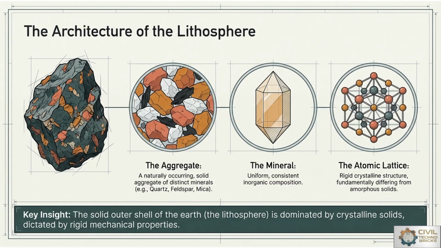From the architecture and lithosphere point of view, we see the solid outer shell of the earth, that is the lithosphere, or we can say the surface of the earth, which is dominated by crystalline solids dictated by rigid mechanical properties. So the lithosphere is primarily composed of crystalline rock materials. These rocks consist of aggregates of minerals like quartz, feldspar and mica. These minerals possess definite chemical compositions and crystal structures, where the physical and chemical properties control the engineering behavior of rocks. The atomic lattice arrangements determine mineral strength and rigidity.